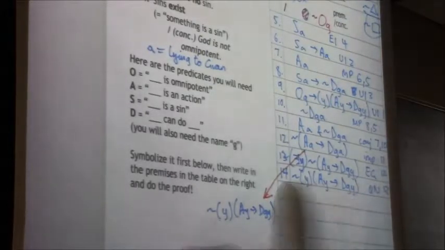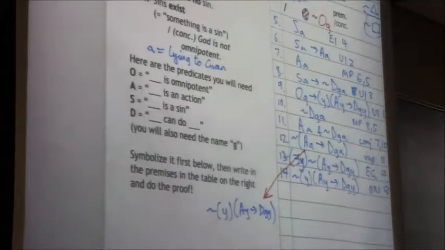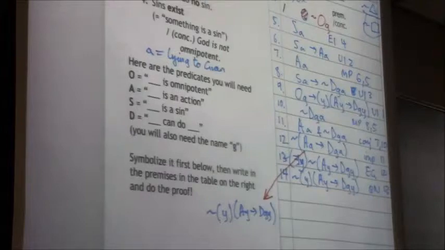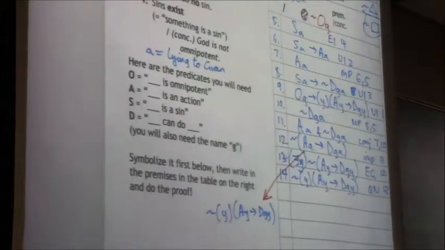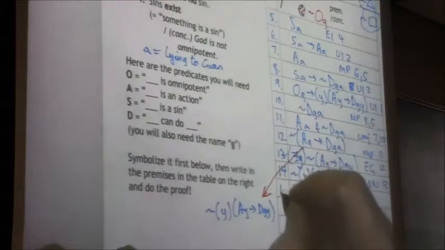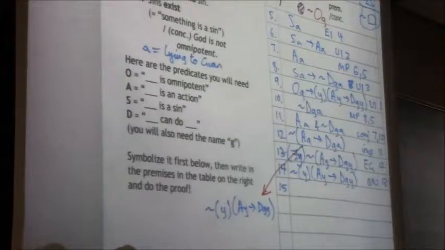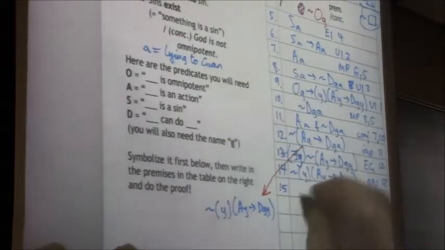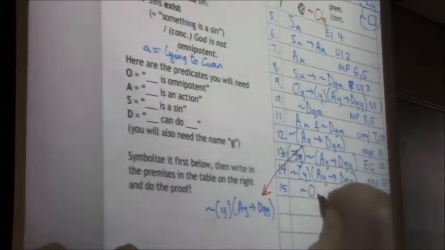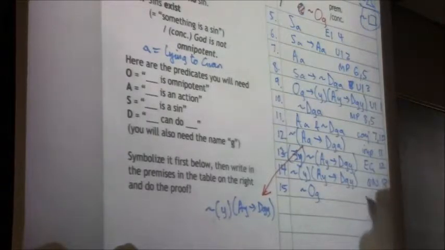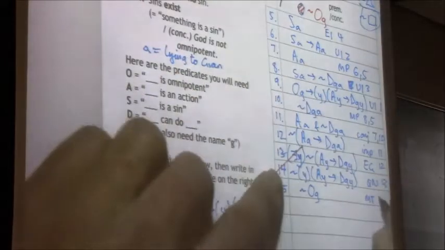What does this mean? It is not the case that God can do all actions. Yes, it is not the case that God can do all actions. But if it's not the case that God can do all actions, what does that mean? God is not omnipotent. And how do we get that? Modus tollens. What two lines? 9 and 14.